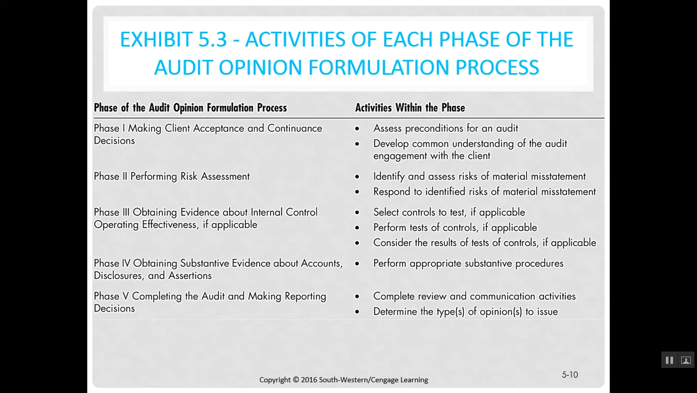There's 5 different phases in the audit opinion formulation process. The first is making client acceptance and continuance decisions. The second is performing risk assessment. The third is obtaining evidence about internal control operating effectiveness, if applicable. Phase 4, obtain substantive evidence about accounts, disclosures, and assertions. And finally, Phase 5 is where we complete the audit and make reporting decisions. We're going to talk about each of these phases.